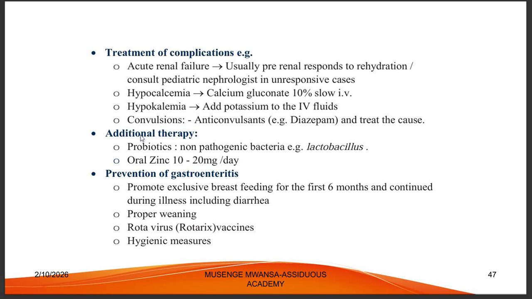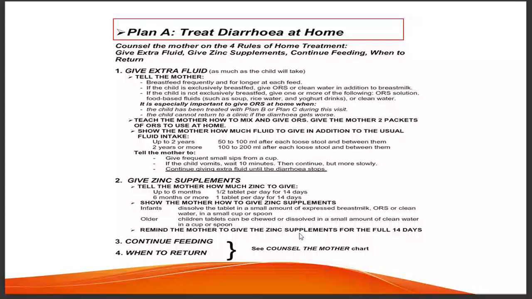You also give additional therapy like probiotics, okay, for non-pathogenic bacteria, and then give zinc. So to prevent gastroenteritis, rotavirus vaccination is very important. Hygienic measures, proper weaning, okay, weaning basically means introducing other feeds. Don't just stop breastfeeding the child, okay. So promote exclusive breastfeeding for the first 6 months and continue during illness. Okay, very important, exclusive breastfeeding.